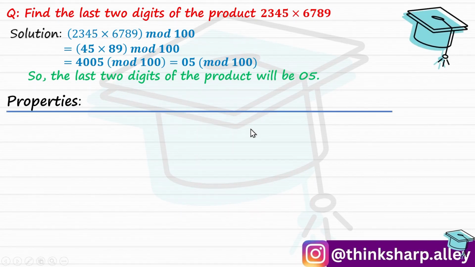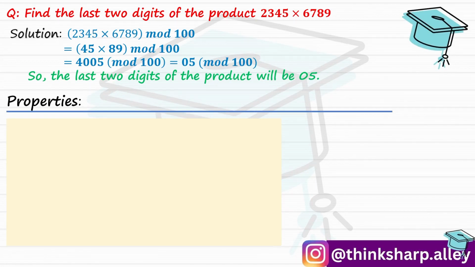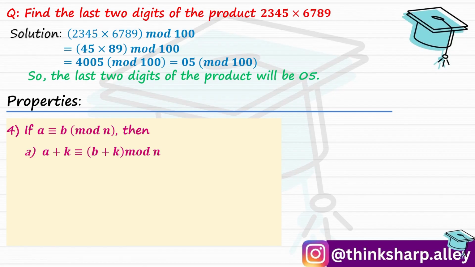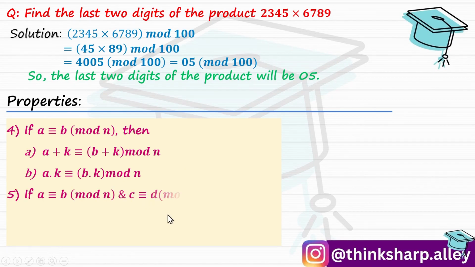Now let's see how equal numbers behave in modulo. So we will see the use of these properties. If A is congruent to B, then we can add any scalar on both sides, and the congruency still remains. We can also multiply, we can even subtract.